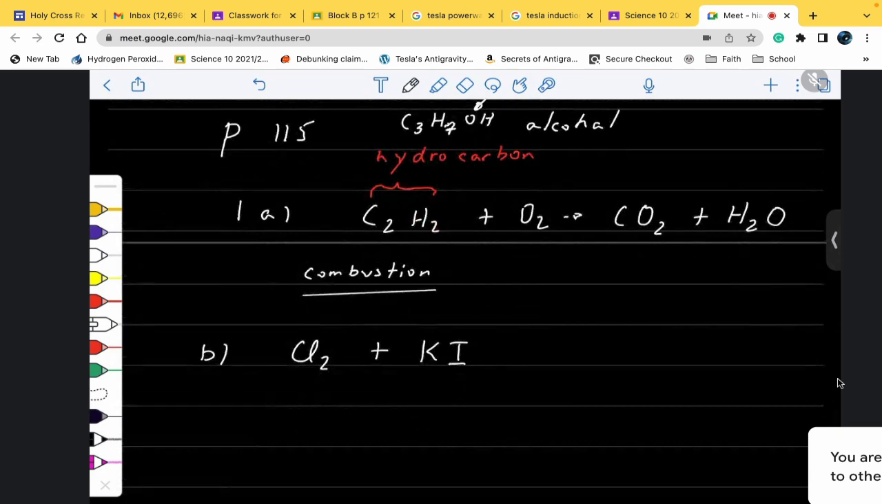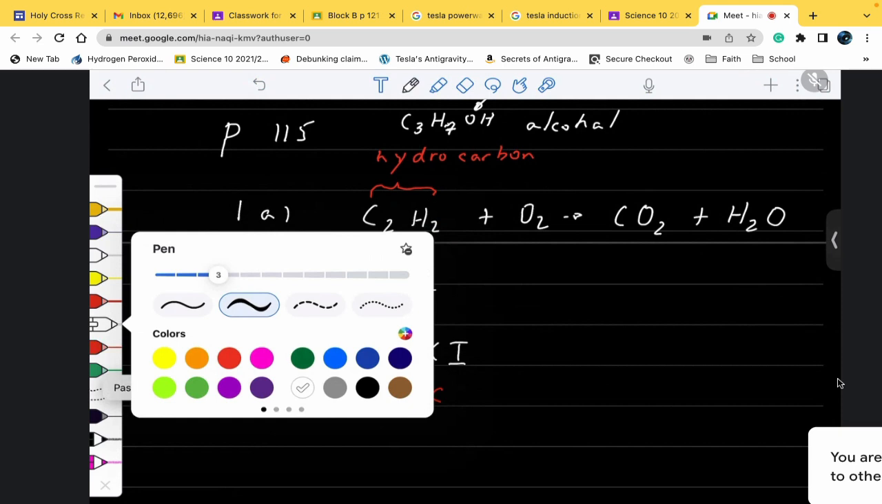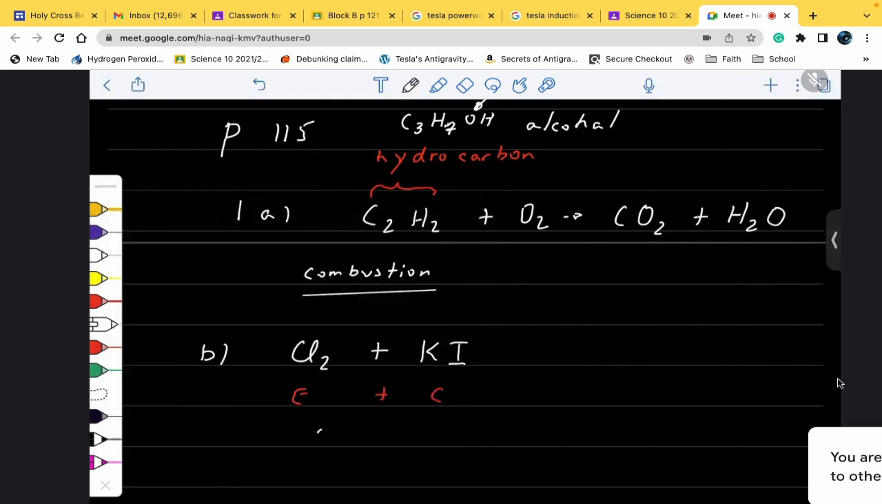We're looking for a pattern for most of these. Not so much with combustion, but definitely with the others. Is it an element plus a compound? Is it a compound plus a compound? It's an element plus a compound. Yeah, that's the pattern. Element plus compound means it's... oh, sorry, single replacement. Single replacement.